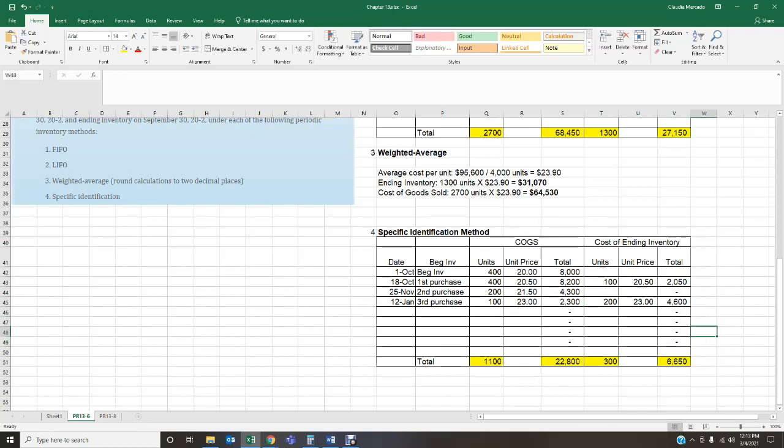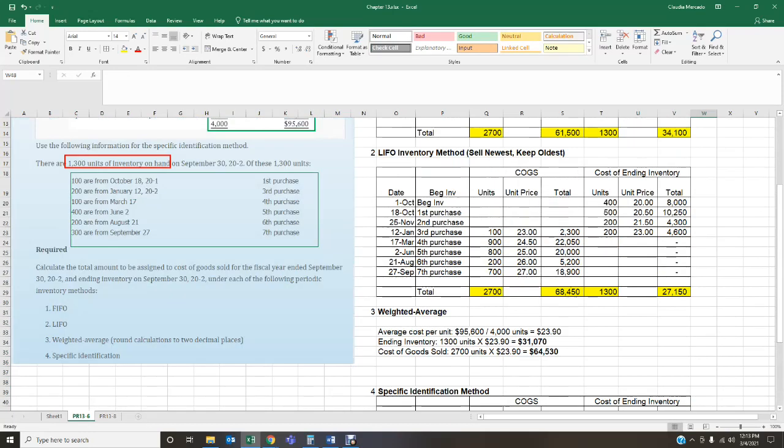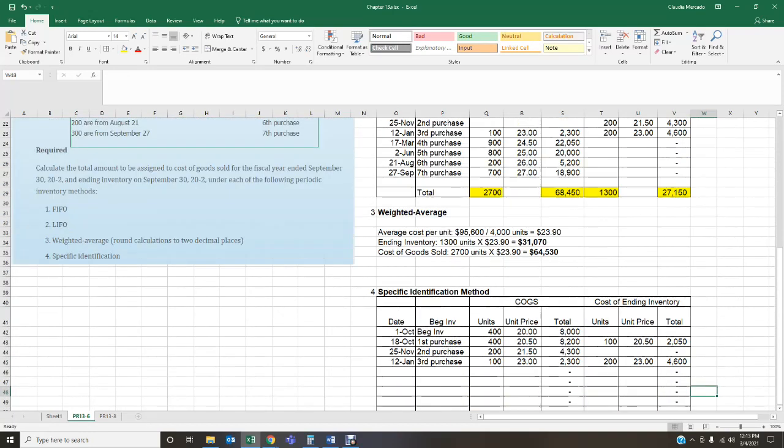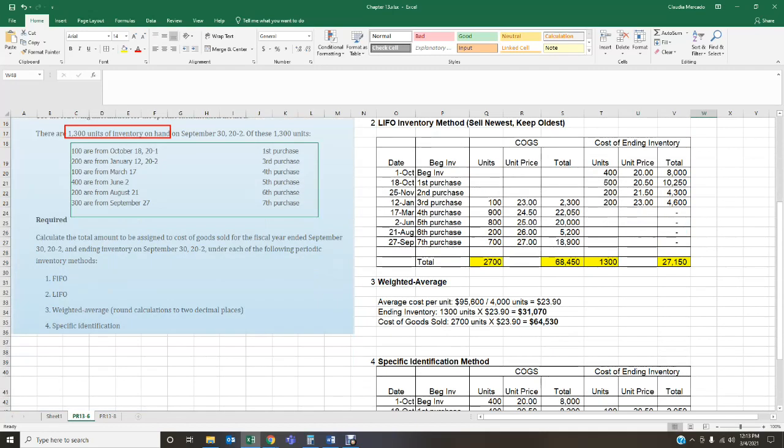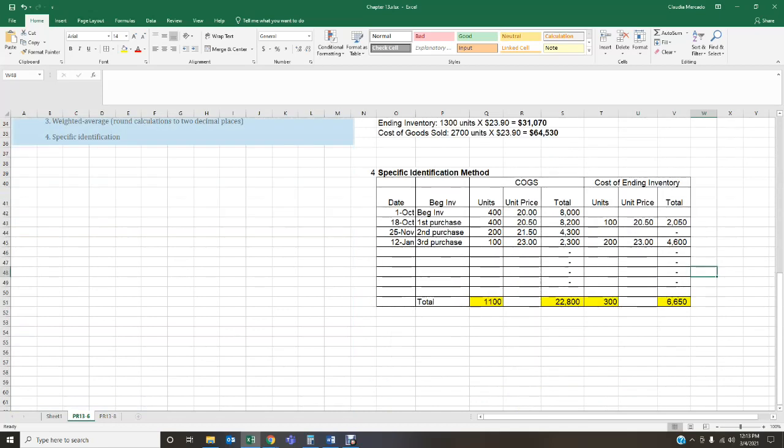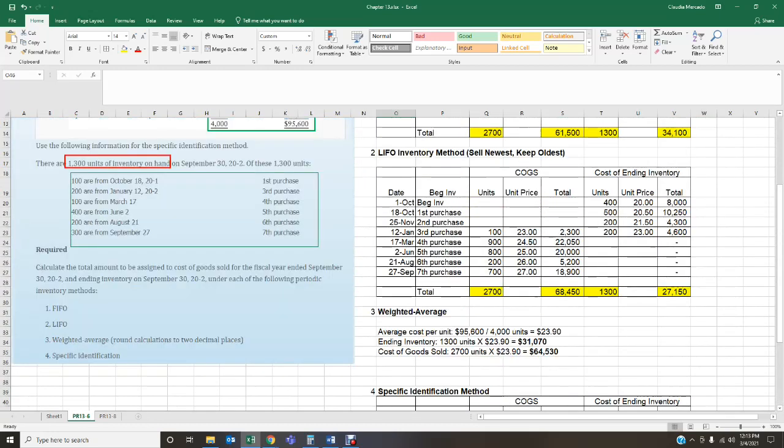For the third purchase, January the 12th, we have 200 remaining, which is what we put down here. Remember, the last column is what you have on hand. Cost of goods sold is what you sold. So that happened on January the 12th.